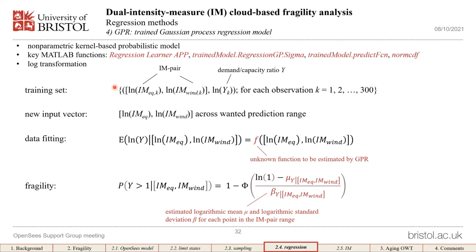Based on this information, the GPR model can make new predictions in terms of the expected value of the uppercase WISE as a function of the new input vector. This unknown function here is to be estimated by the GPR algorithm, which is in MATLAB. In the end, again, a fitted curved surface can be obtained from this algorithm, again associated with the information of mean and standard deviation. Therefore, the fragility can be calculated following this standard equation.